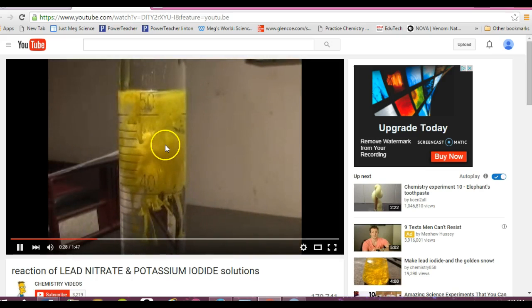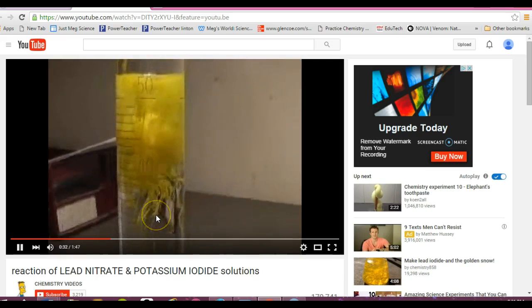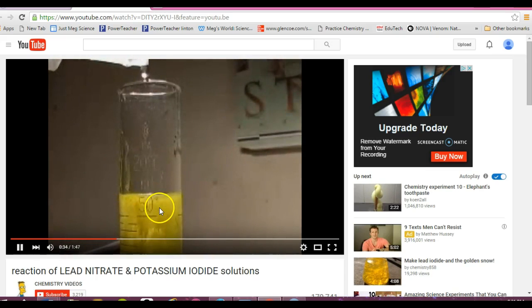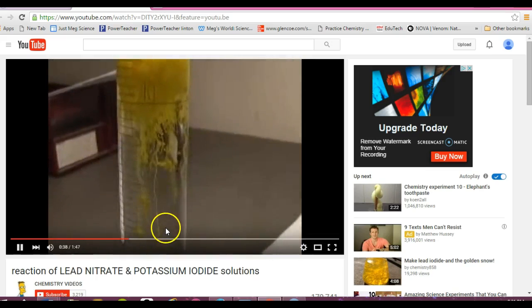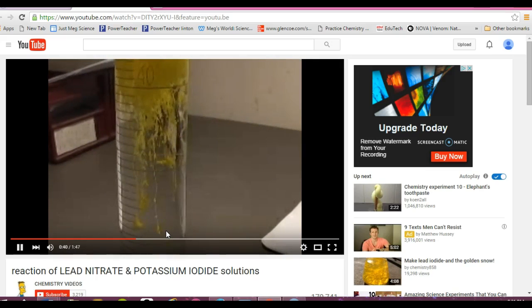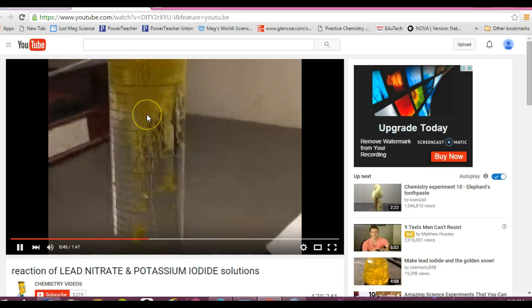And this substance here is not soluble in this solution, and you can see it's like the snow globe. This powder is going to settle out. If you let this sit long enough, the powder, this solid, will fall to the bottom, and you can see it's happening right there. So this is a precipitate.